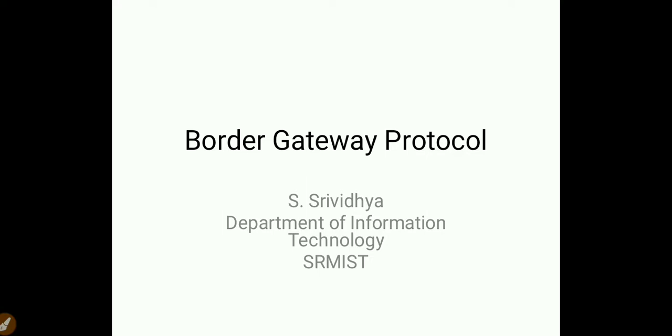So far we have discussed RIP and OSPF. All those are intra-domain protocols. Within an autonomous system, you can communicate. So the routing path has been judged by using RIP or OSPF. So BGP is an inter-domain protocol. From one autonomous system to another autonomous system, how can we communicate?